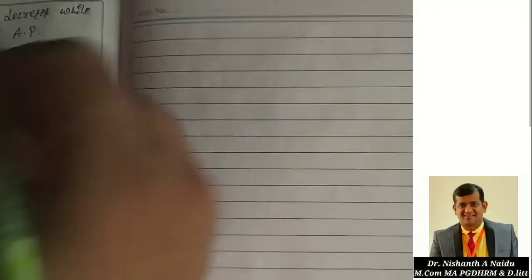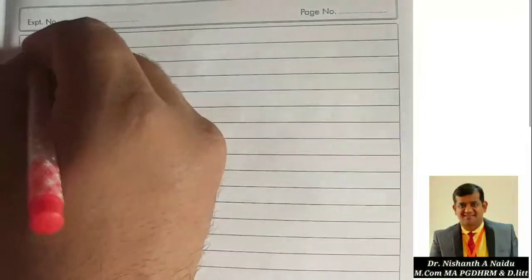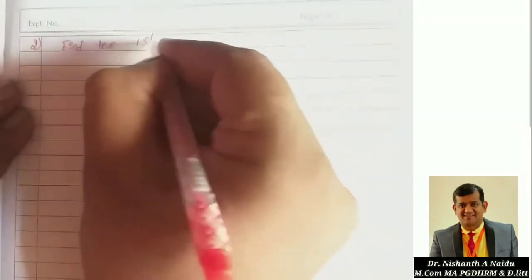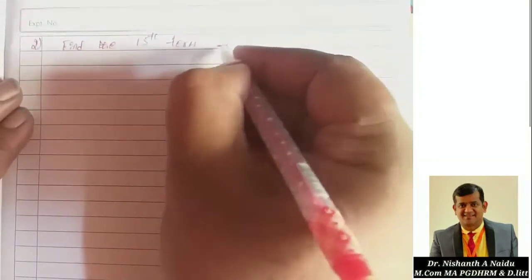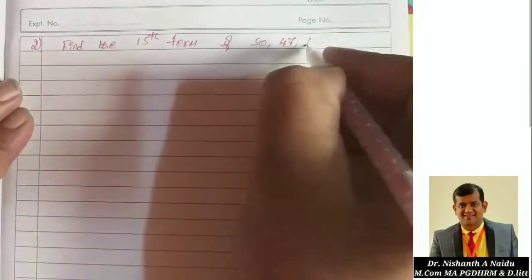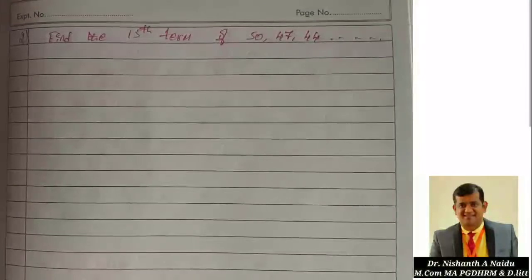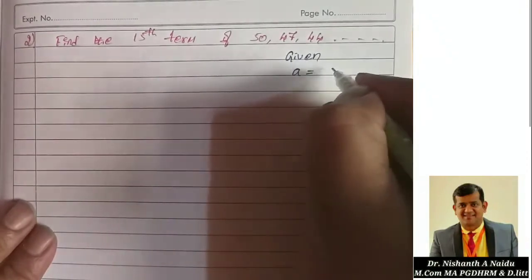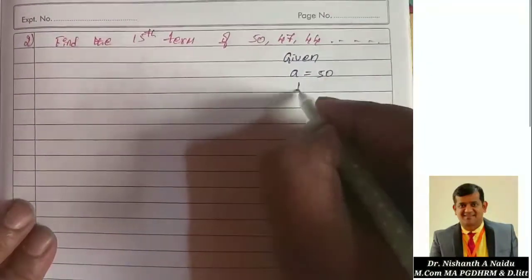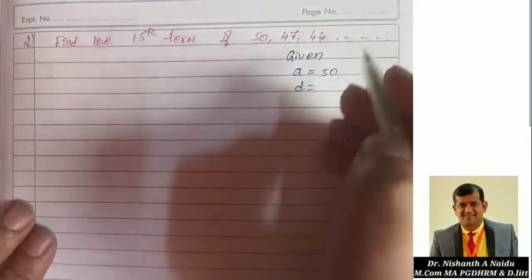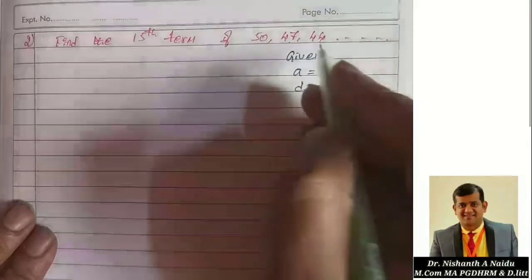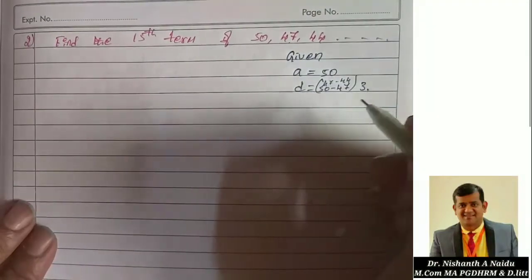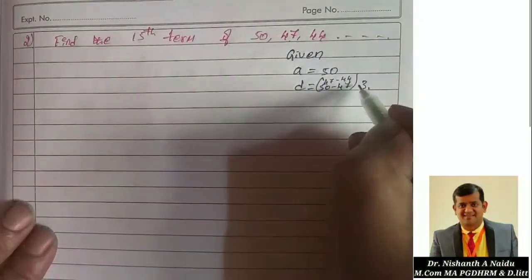We'll finish a few problems in this. Problem number 2: find the 15th term of 50, 47, 44, and so on. So this is the question. Here you know what has been given. Given A equals 50, the first term. Then D equals 47 minus 50, or you take 44 minus 47. So the common difference is minus 3. D equals minus 3.